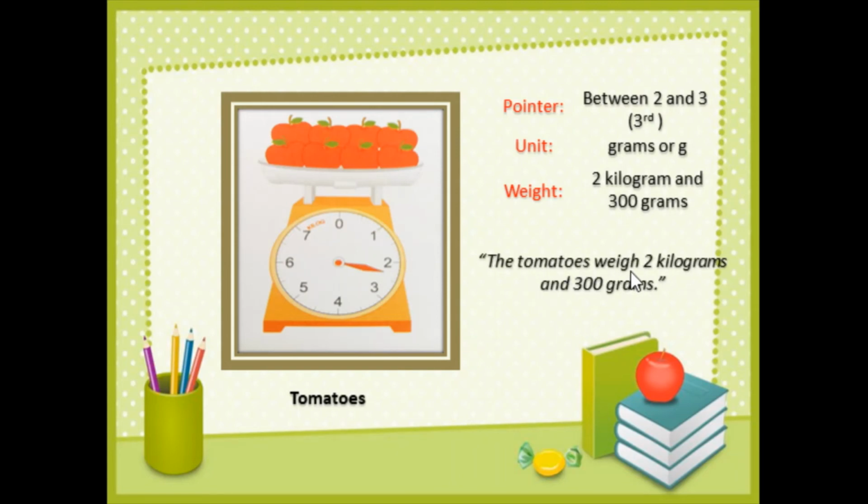The tomatoes weigh 2 kilograms and 300 grams. So in measuring using the spring scale, you really have to be keen enough to look at the marks or the divisions so that you will have accurate measurements. And of course, if you try to sell it, you will also have accurate prices of your products.